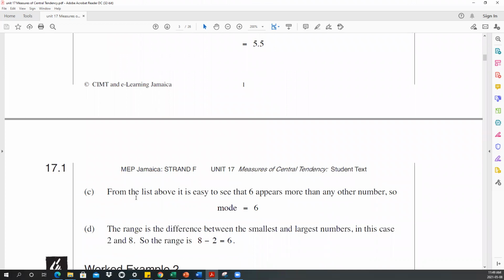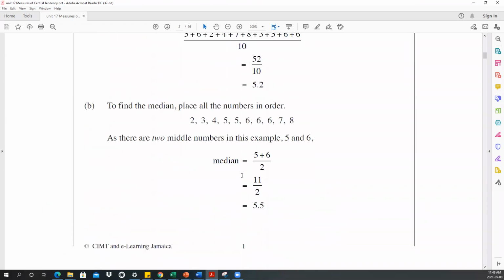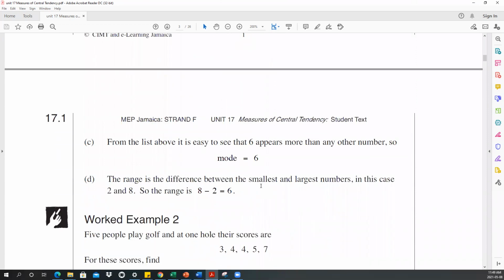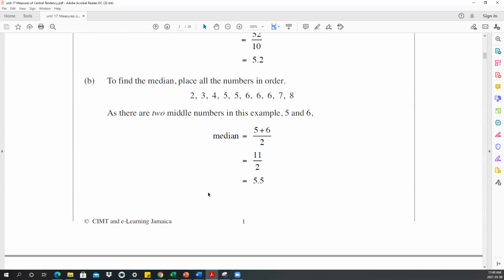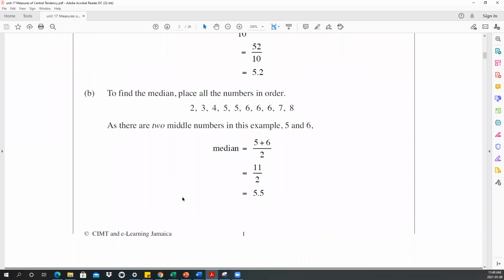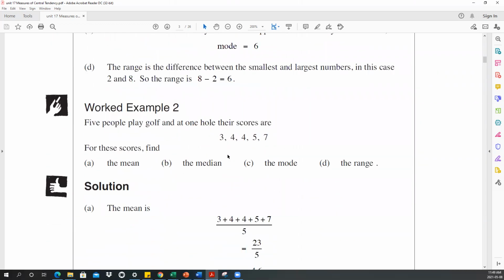It says right here now, from the list above, it is easy to say that 6 appears more than any other number, so the mode is 6. And just like that, you guys know mean, median, and mode. Last one, range. Range is the difference between the smallest and largest numbers, in this case, 2 and 8. So the difference between those two. And call it a day, just like that. We're running through.